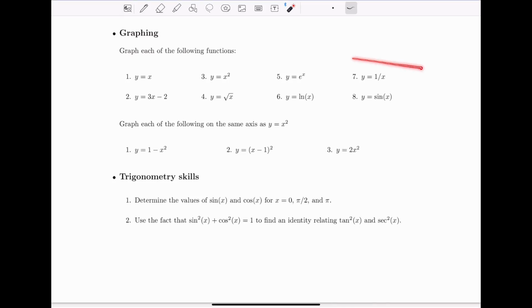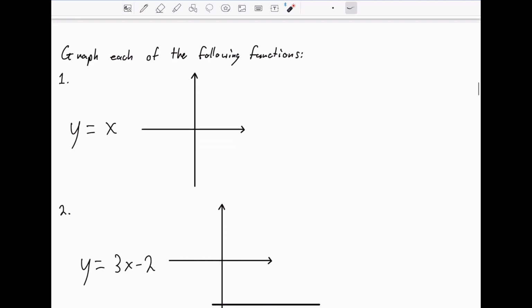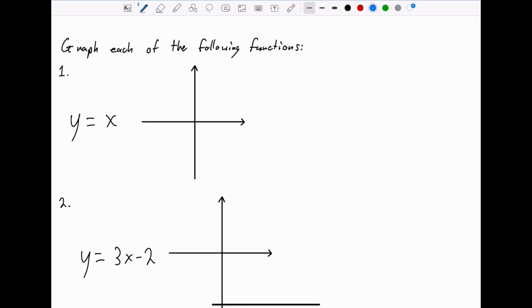Let's work on solving some graphing problems. It's important for many applications of Calc 2 to know how to graph some of these very important functions. So first of all, let's graph y equals x. The graph of y equals x is a line passing through the origin with a slope of 1. It looks like this. There's the graph of y equals x.